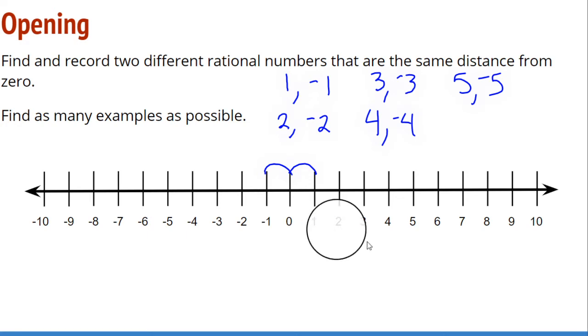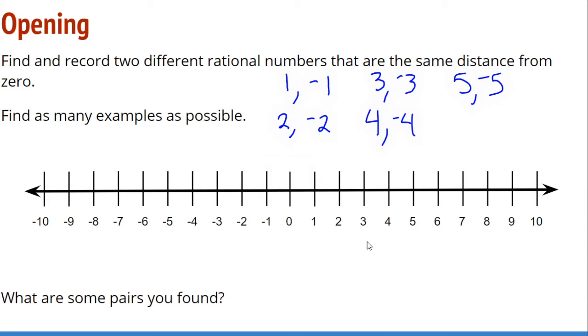However, there are some numbers that are not explicitly written on the number line. What about halfway between 1 and -1? I could have 1/2 and -1/2. What if I were to use a decimal? 5.1 and -5.1. So there are some pairs of numbers that are the same distance from zero.